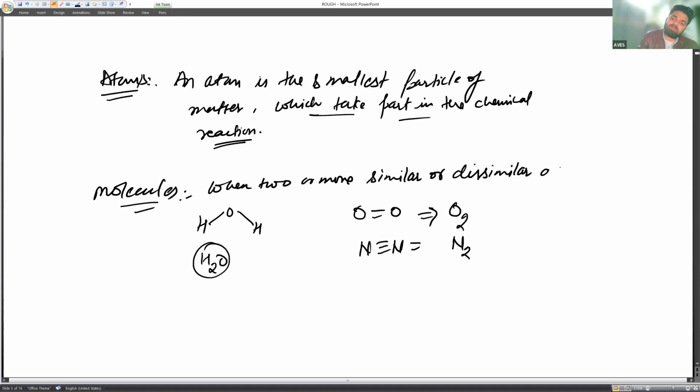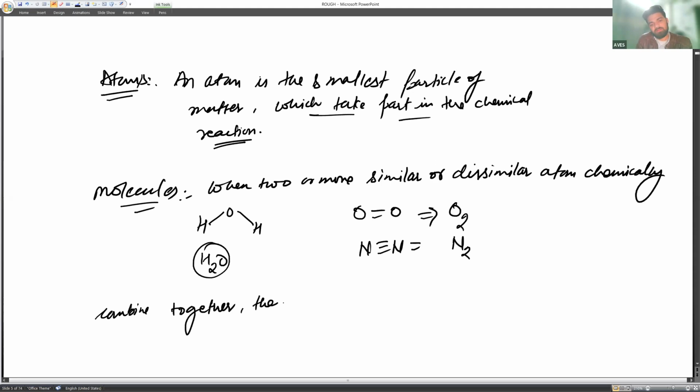So note down: molecules, when two or more similar or dissimilar atoms chemically combine together, they form a molecule.